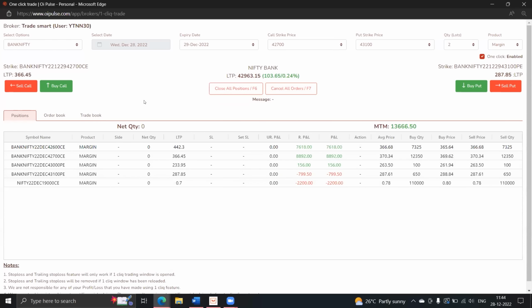Again, I'll show you entry and exit. I'm doing both at the same time, 600 each. Now, if I want to close them individually, I can use the side arrows. If you want to close all together, click on the F6 button or close all positions. I'm using F6, and it all got closed in a fraction of a second.